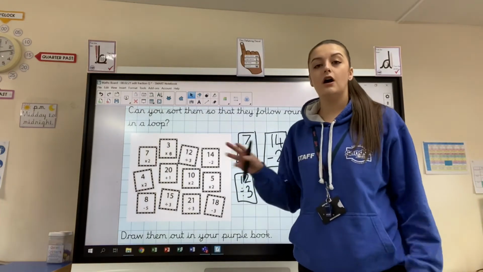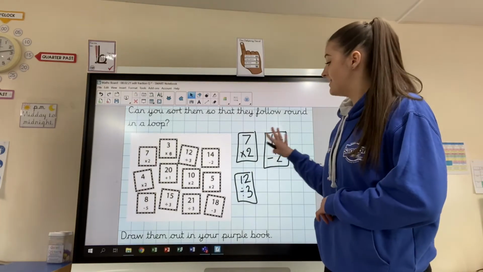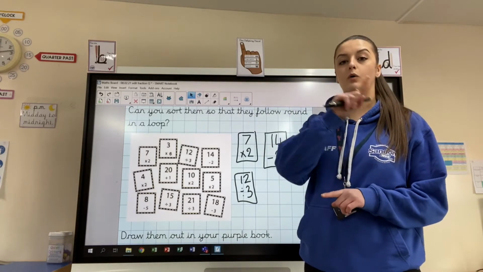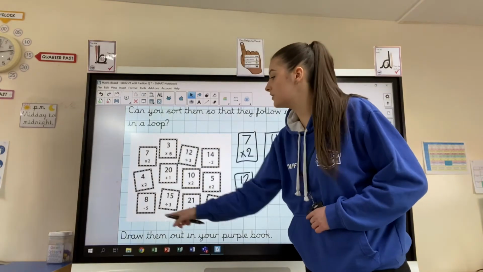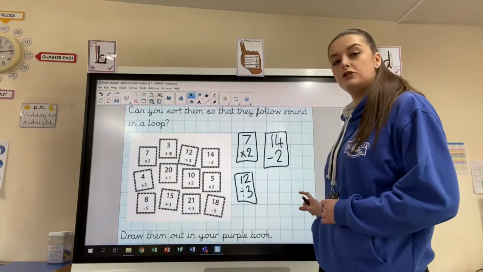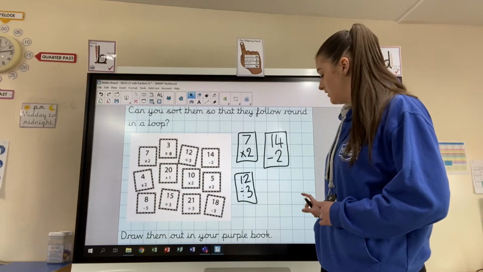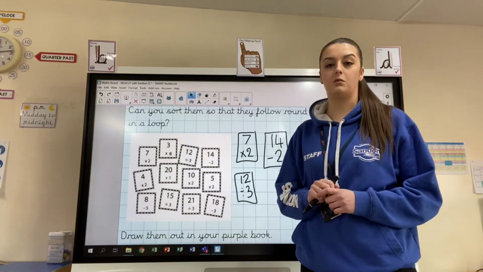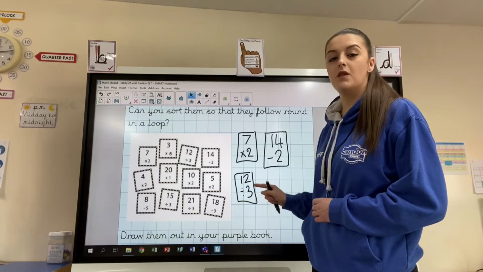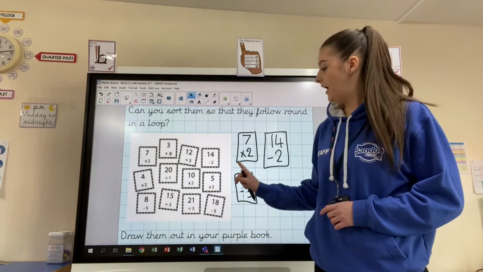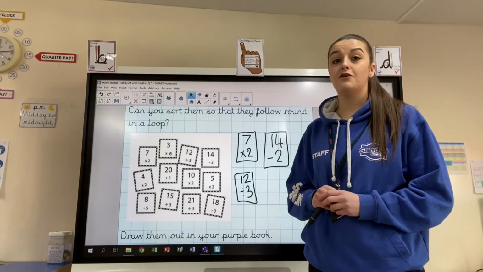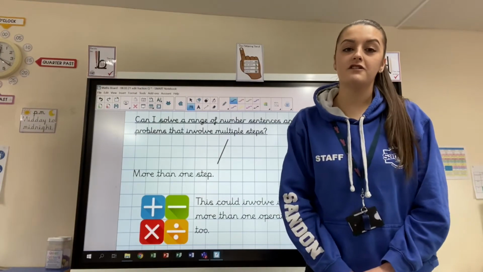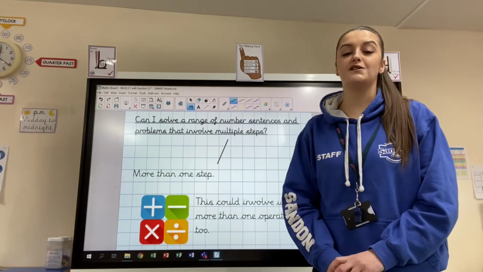So you can pick any card to start with, set these out in your purple books, and I can't wait to see if you manage to have the whole loop of the cards. That means you use all the cards, and the last card you use, the answer you get to it, should be the answer that's at the top of your first card, okay? And that's how it loops around. So pause the video now and use these cards to see if you can make a loop. Off you go.